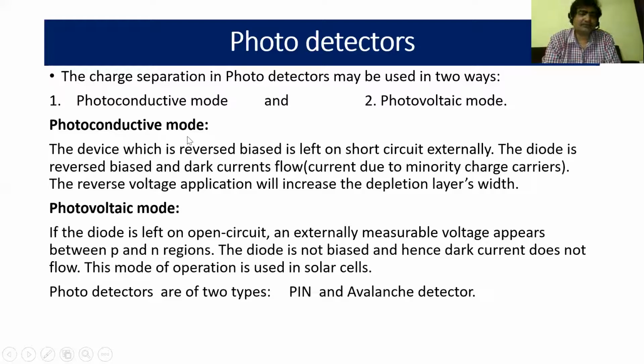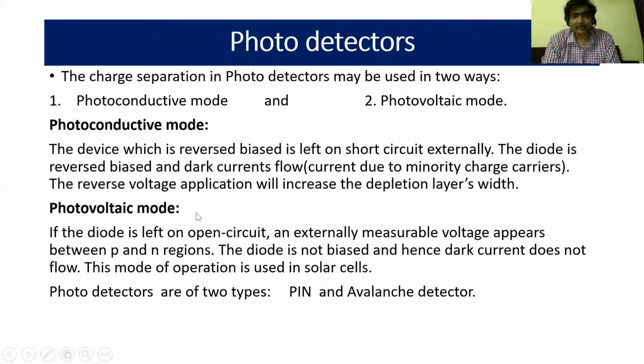So first, what is the photoconductive mode? The device which is reverse biased is left short circuited externally. The diode is reverse biased and a dark current flows. The reverse voltage application will increase the depletion layer's width.